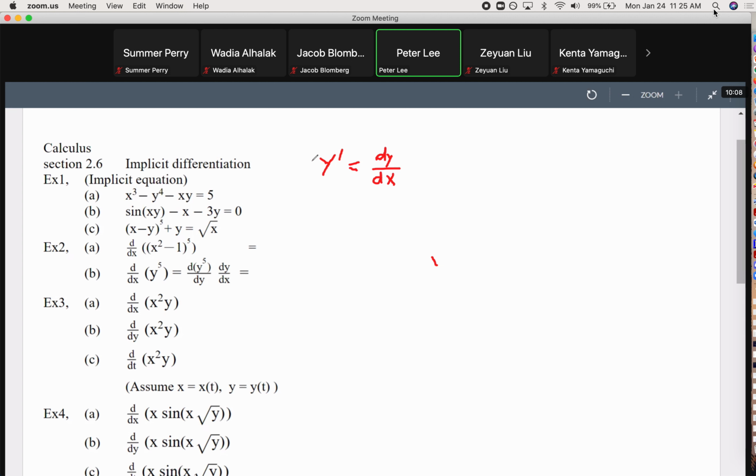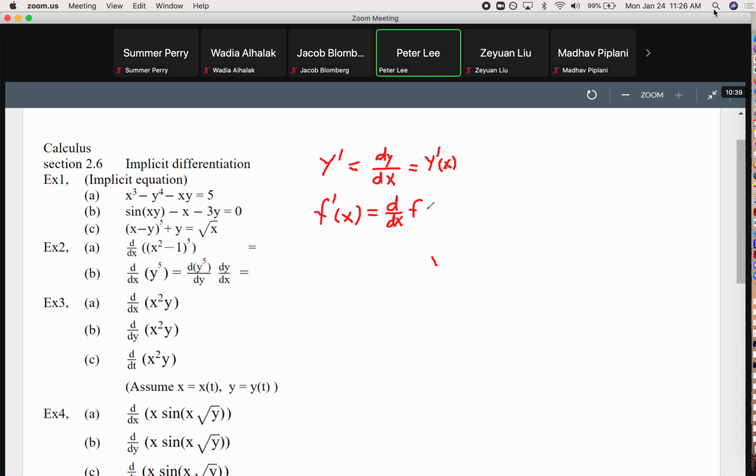When you say y prime, this y prime means the y prime of x. Sometimes we write it like this, so we just write the independent variable x right here, same as f prime of x. So what is f prime of x? f prime of x is the derivative of f of x. So this is d/dx of f of x.